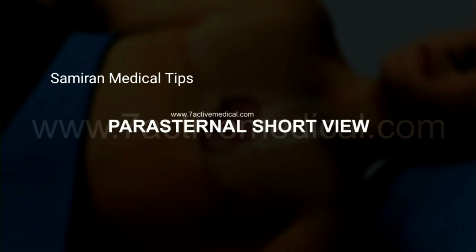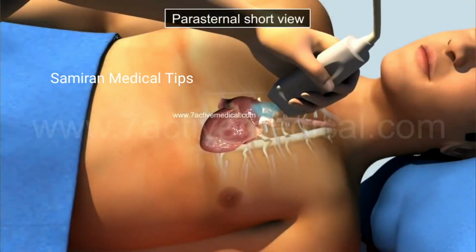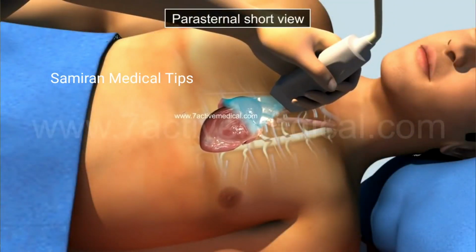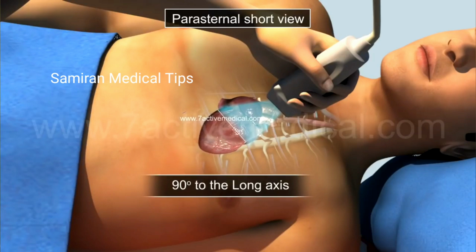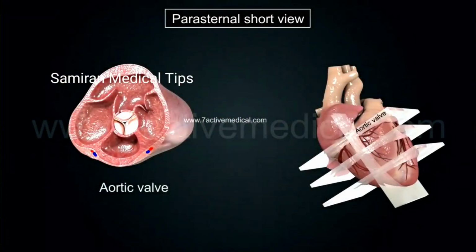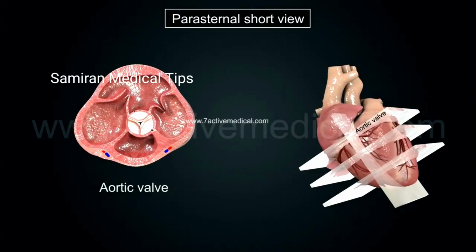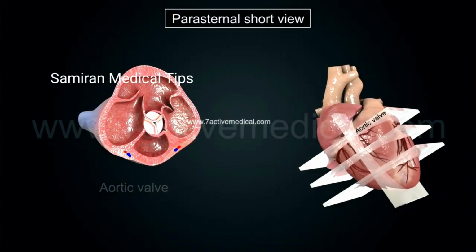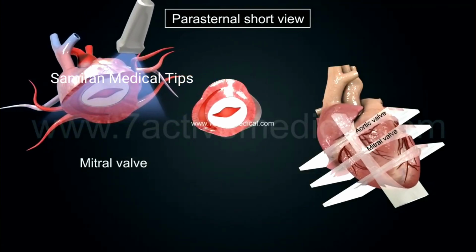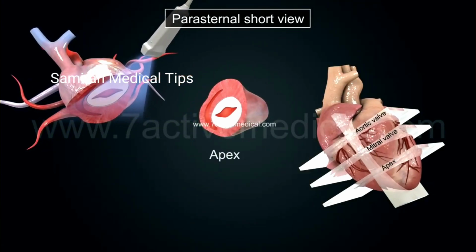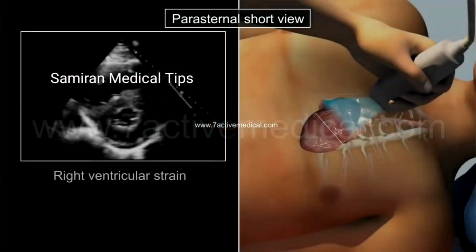2. Parasternal short view is used to estimate right ventricular strain. The probe is positioned by rotating it clockwise 90 degrees to the long axis at three different levels. At the aortic valve, known as the Mercedes-Benz sign, at the mitral valve, known as the fish mouth sign, and at the apex with the papillary muscles.